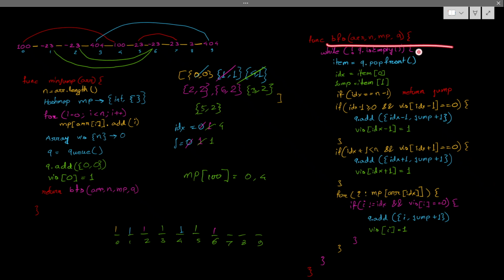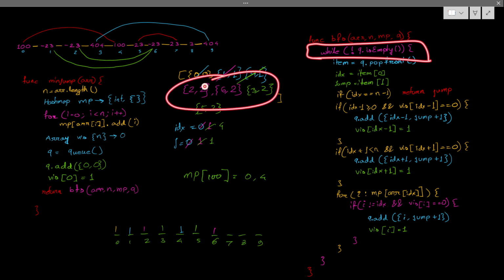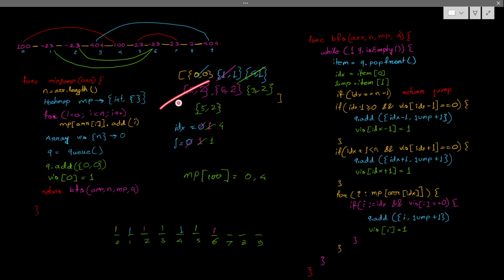Is my queue empty? No, there are multiple steps. So from 2 I'll simply pop 2. So this becomes 2 and jump becomes 2. From 2, where can I go? I can go to the left side, which is 1. It is a valid index, but is it visited? 1 is already visited, so I cannot go to the first index.